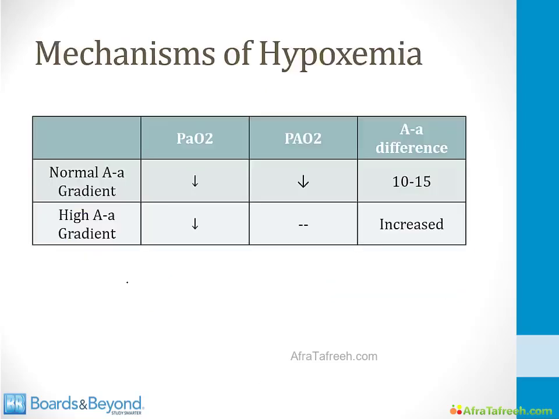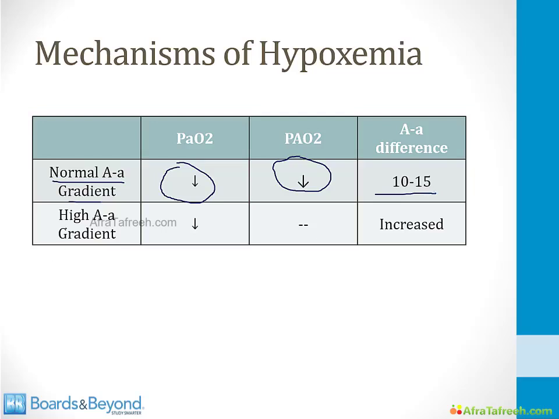And here's another table summarizing the mechanisms of hypoxemia and showing you the changes that occur in the arterial oxygen content and the alveolar oxygen content. This table is super high yield for Step 1. Many questions derive from this. So patients with hypoxemia and a normal AA gradient are hypoxemic, so their arterial O2 is decreased, but their alveolar O2 is also decreased. And because both are decreased, the AA difference is going to be normal at 10 to 15.